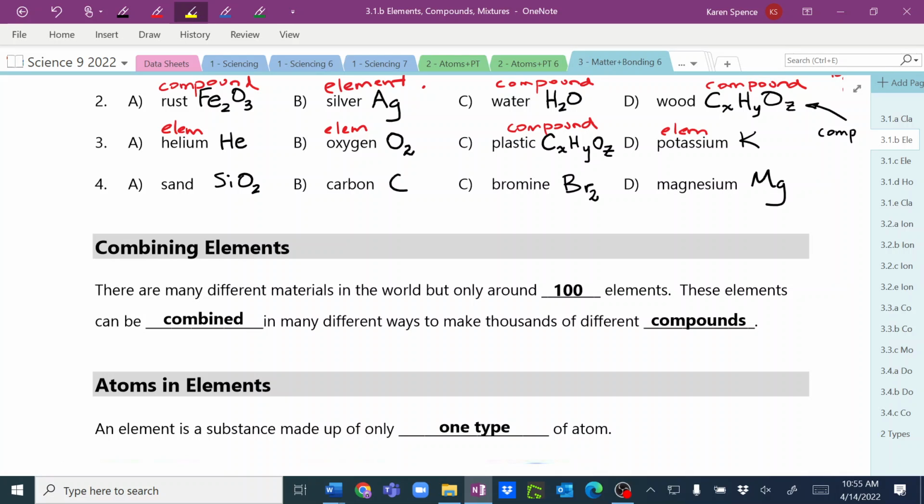So there are so many different types of materials in the world, but there are only around 100 elements. It's getting closer to 120 now, but that's correct. However, you can combine these elements to make, I would say, maybe not even thousands. We are probably more in the millions of different compounds because the combinations are almost endless, okay?